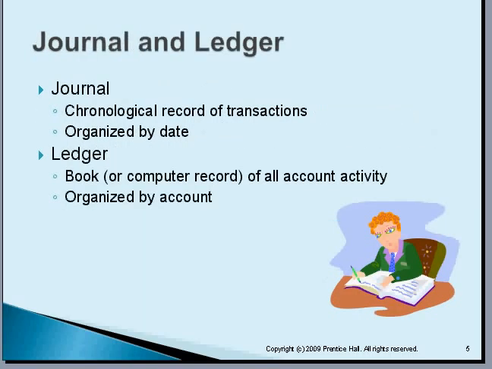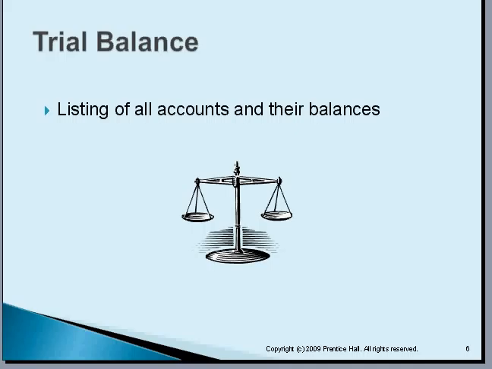As we said earlier, the journal is a chronological record of the transactions that are organized by date. At various intervals, we update the ledger by transferring information from the journal to the ledger. It can be a book, or like everything else, it can be computerized. It contains all of the activity that's taken place within the account. We'll talk about specific organization a little bit later.